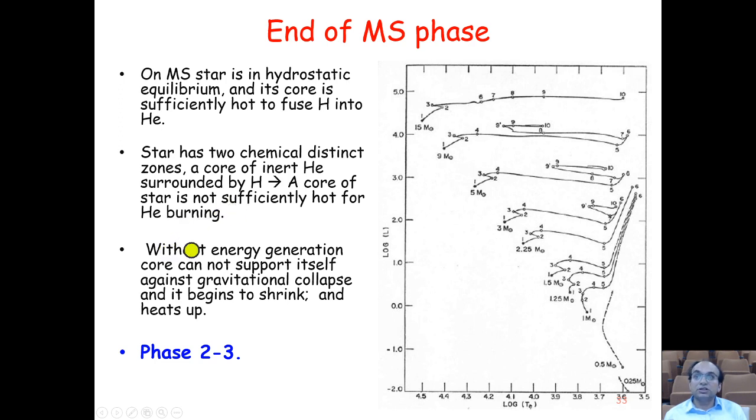So without energy generation, the core cannot support itself against gravitational collapse, because no energy generation is happening in the center, at the core. So who will support against gravity now? Without any energy generation, there is no support against gravity, hence the star will collapse, begin to shrink and heat up again. If it begins to shrink, that is phase 2 to 3 here. Okay, this is 2 to 3. Because it's collapsing, the temperature slightly increases, hence the luminosity increases.